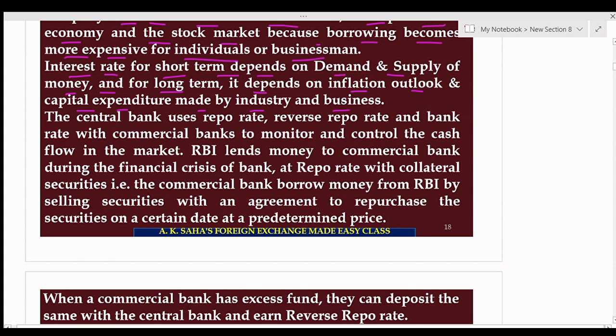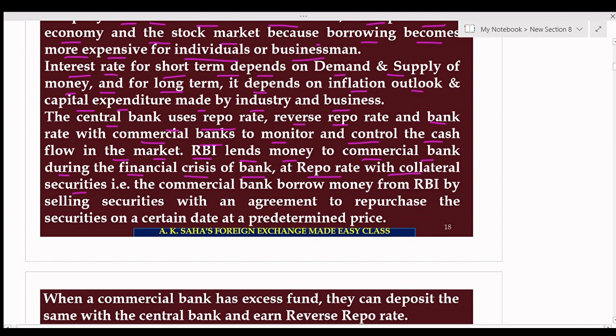The central bank uses repo rate, reverse repo rate and bank rate with commercial banks to monitor and control the cash flow in the market. RBI lends money to commercial banks during a financial crisis at repo rate with collateral securities. The securities here are government bonds or treasury bills, etc.